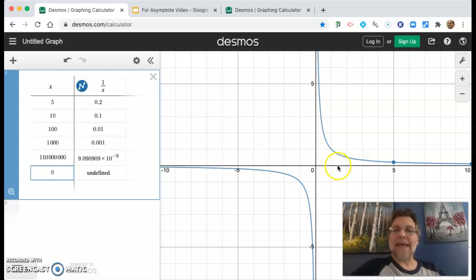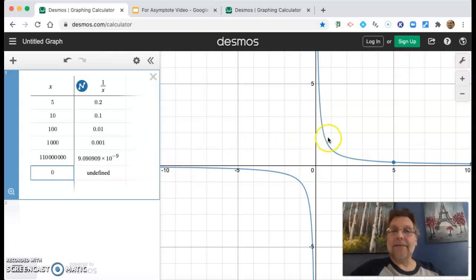So this graph really flattens out. It gets super, super close to the x-axis, but it'll never cross over it. It'll never go negative as long as we put in a positive number. A similar thing happens when we put in a negative number for x. It gets really, really close, but it'll never quite hit it.